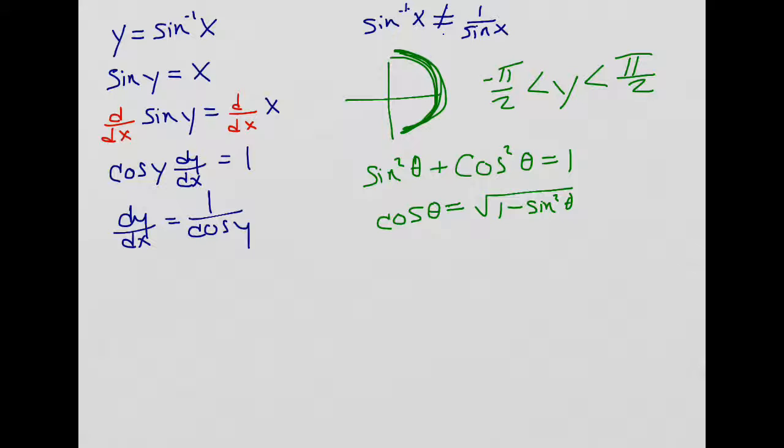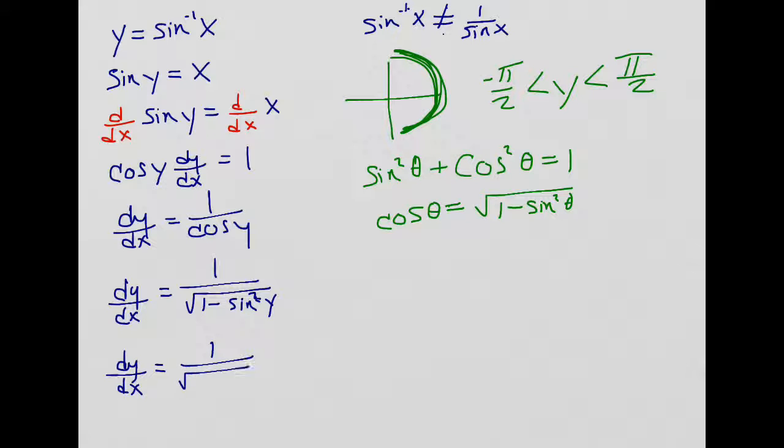So how does that help me? Well, instead of having cosine of theta, what I really have here is cosine of y. So I can just say now that dy dx is equal to 1 over the square root of 1 minus the sine squared of y. And again, I remember from up here that the sine of y is equal to x, so really all this is dy dx is equal to 1 over the square root of 1 minus x squared.